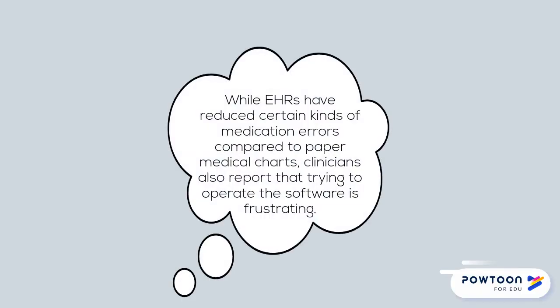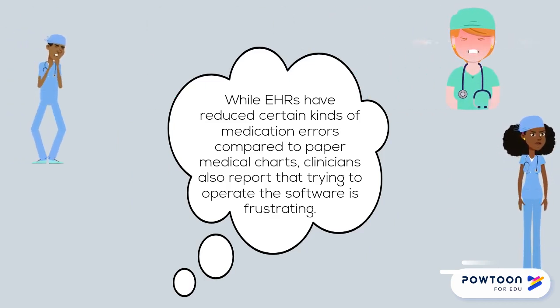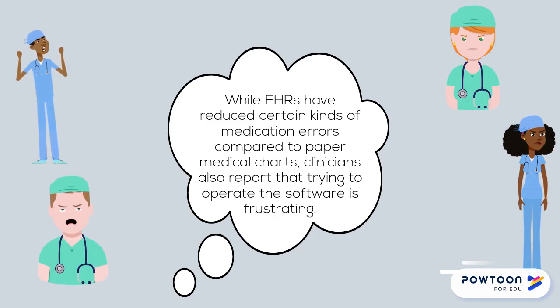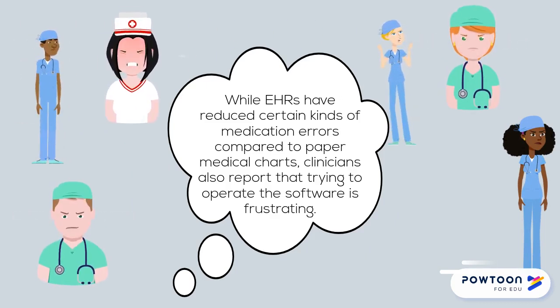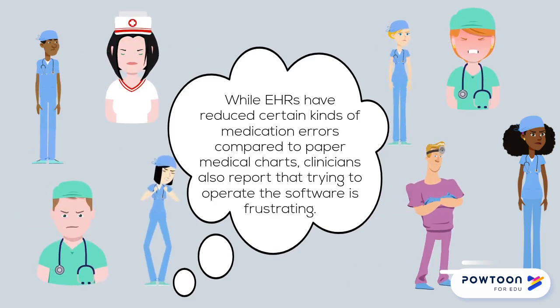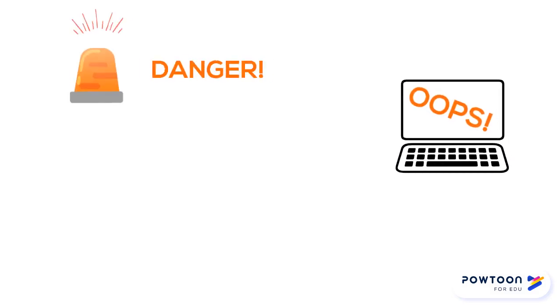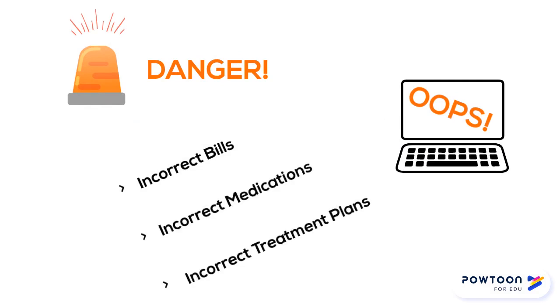While electronic health records have reduced certain kinds of errors compared to paper medical charts, clinicians have also reported that trying to operate the software is very frustrating. Frustration can cloud the head of a healthcare professional, ultimately leading to human error and incorrectly inputting patient information. Incorrect inputting can be very dangerous. It can lead to a variety of problems such as bills going to the wrong patients or physicians giving patients the wrong medication and/or following wrong treatment plans.